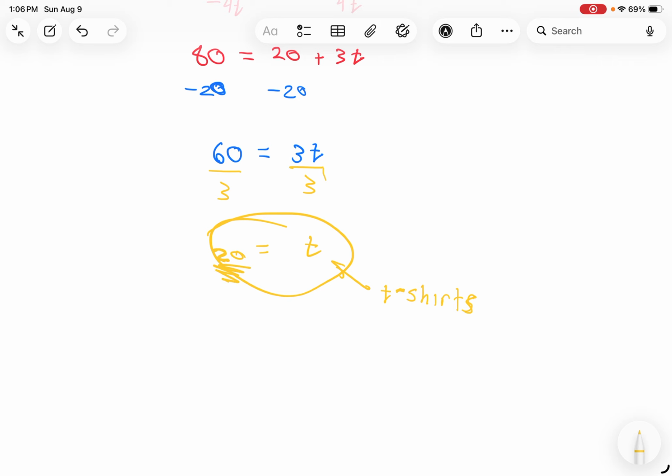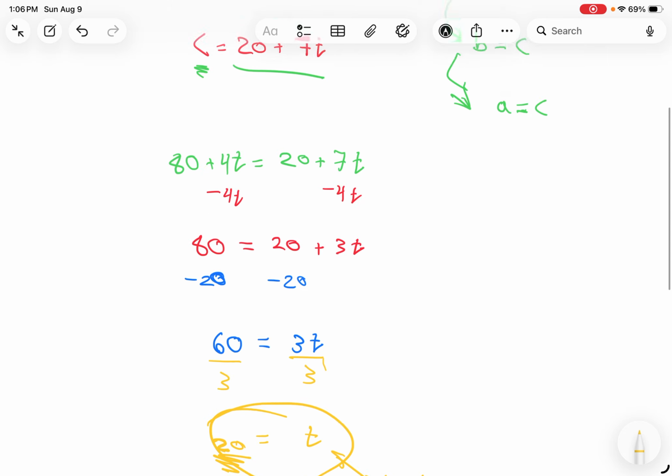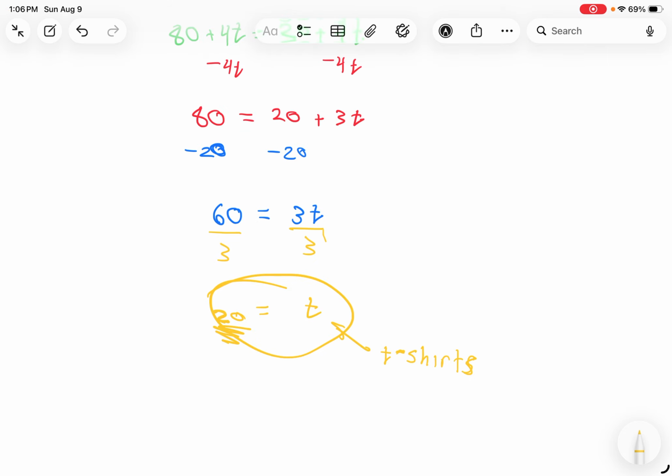We need to know what that idea represents. Otherwise, you're just going to say t equals 20. That's meaningless. What that means is at 20 t-shirts is when these two companies are equivalent to each other.